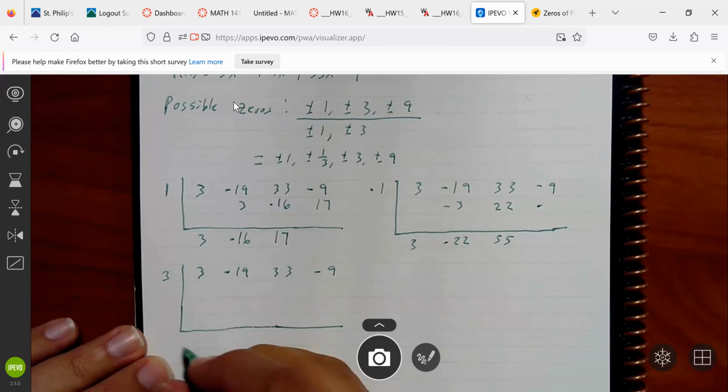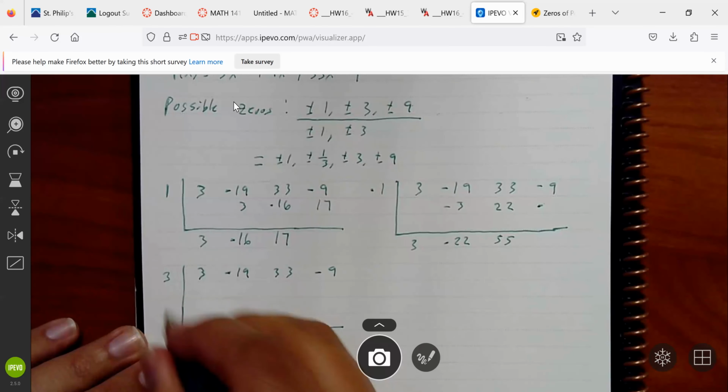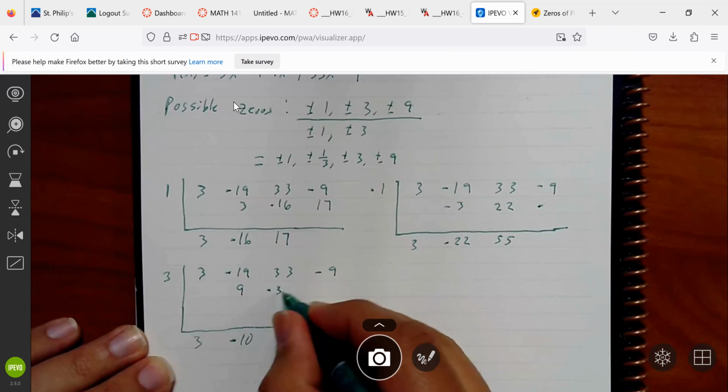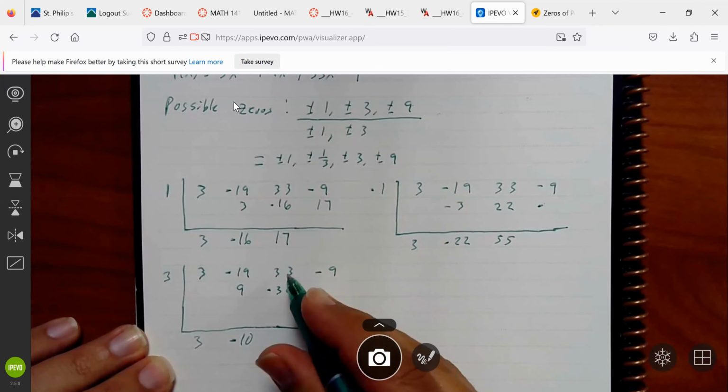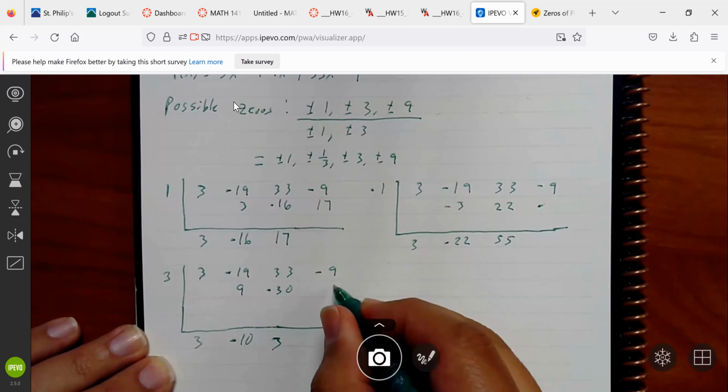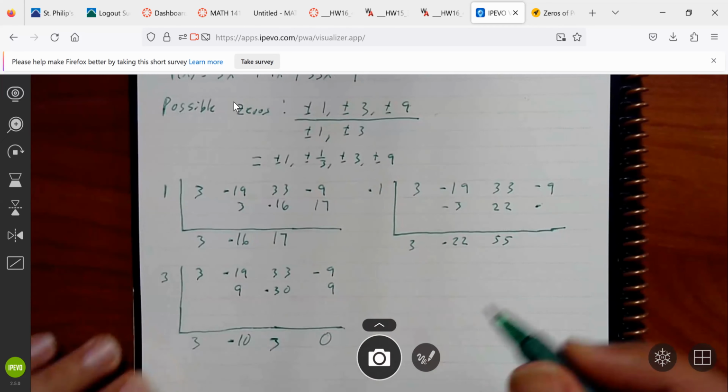All right, bring down the 3. 3 times 3 is 9. Add that up, that's a negative 10. That times this is negative 30. Add that up, that is a negative, no, positive 3. There we go, finally. Cool.